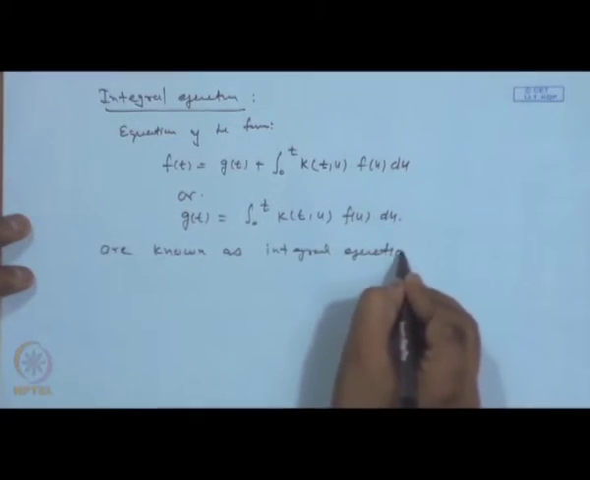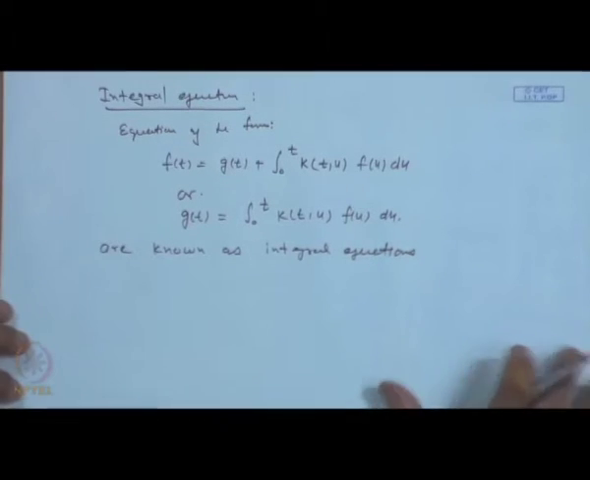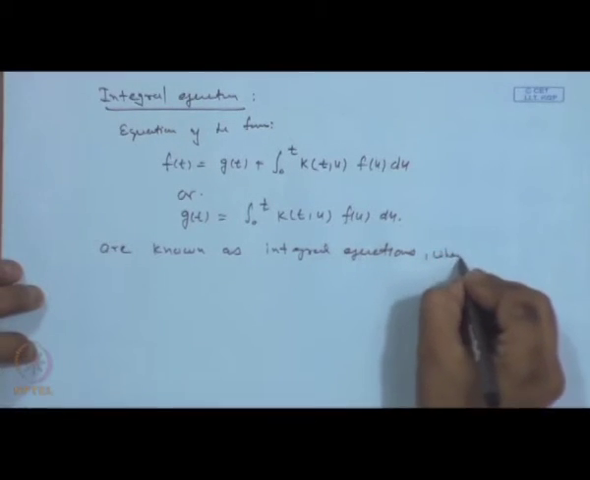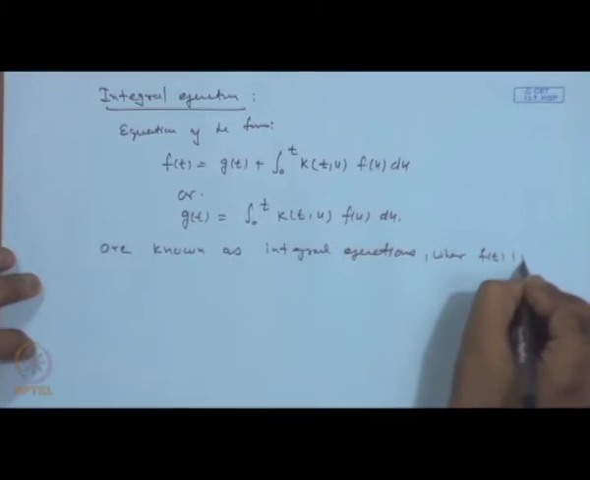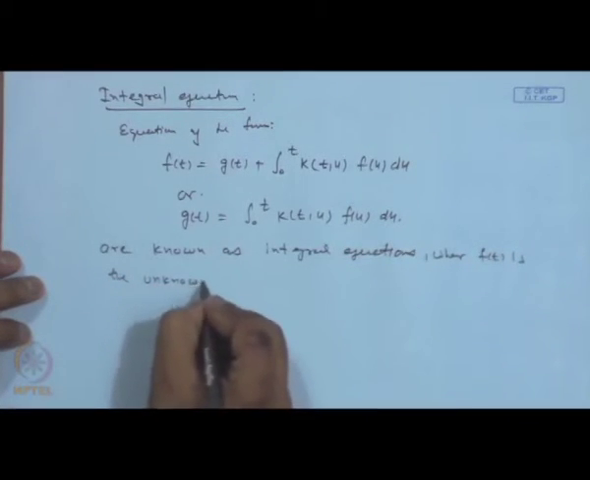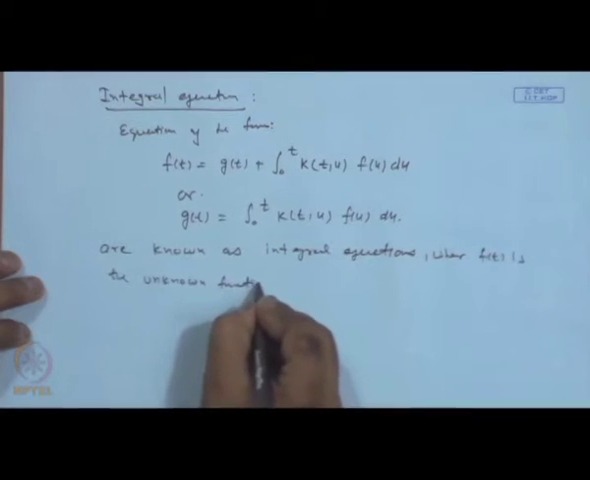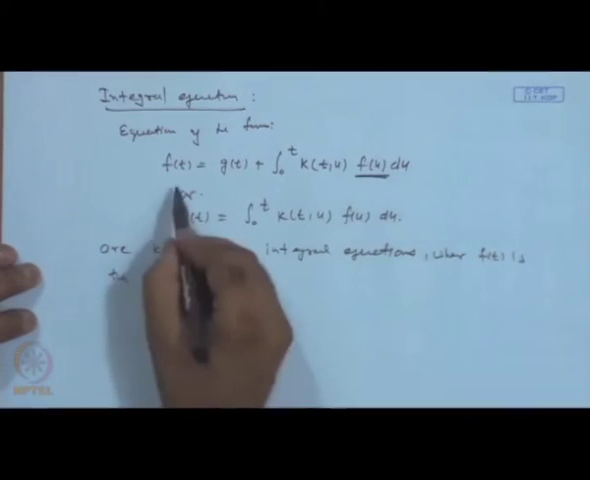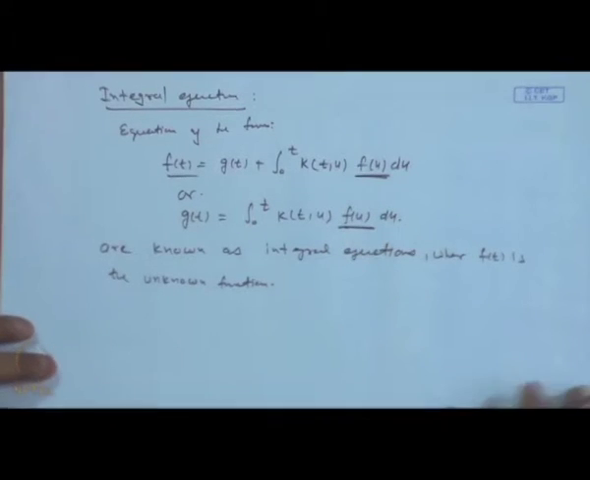Integral equations, where this f(t) is the unknown function. So, here this f(t) is unknown, here f(t) is unknown.